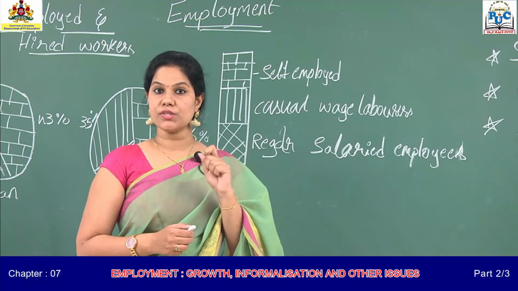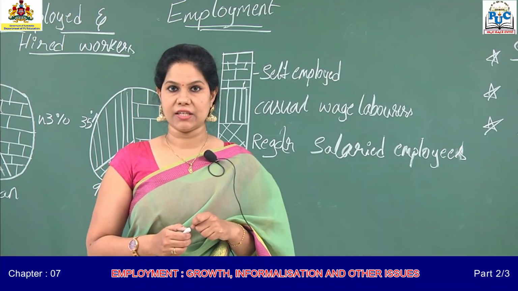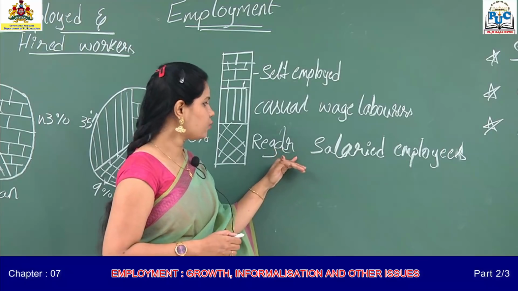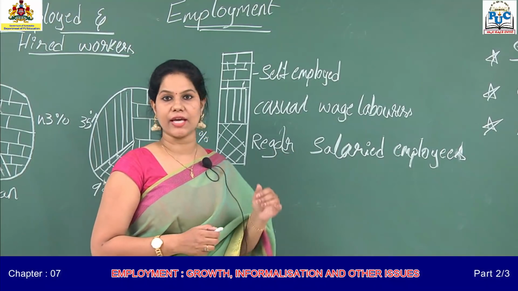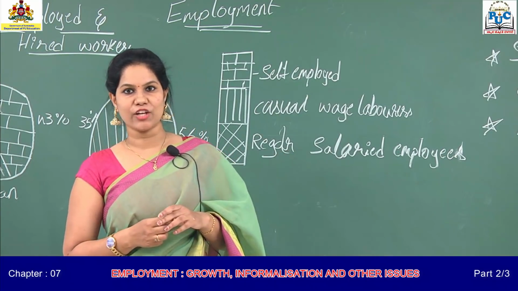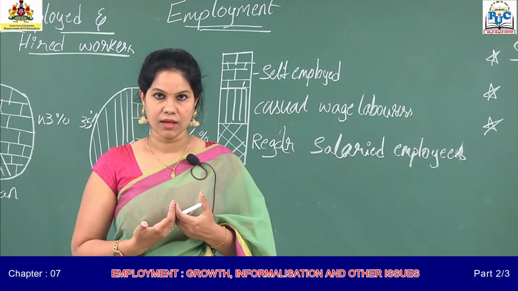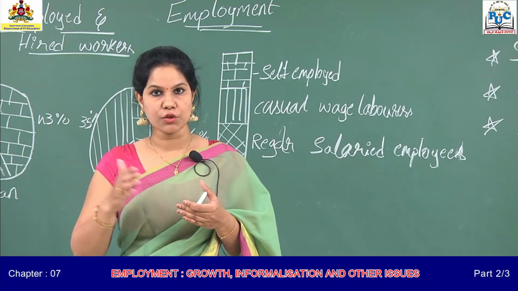We're going to use them when we need them. So they are casual wage laborers. On the third one, we have regular salaried employees. Who are regular salaried employees? One example is me. I'm working in one of the institutions.